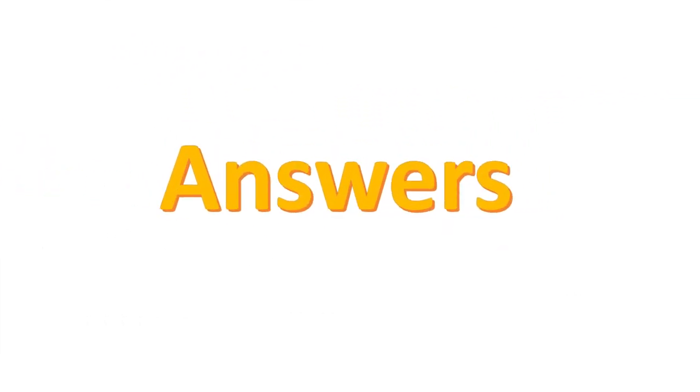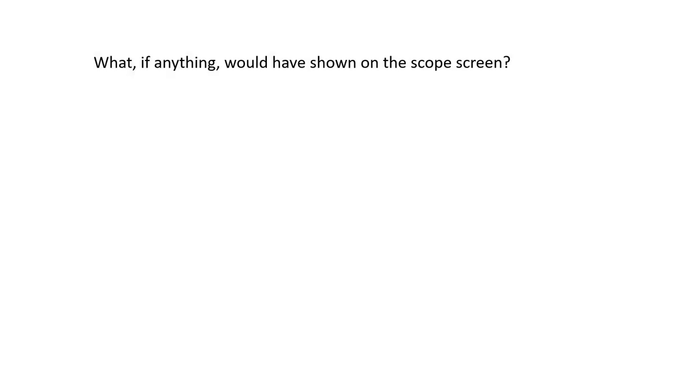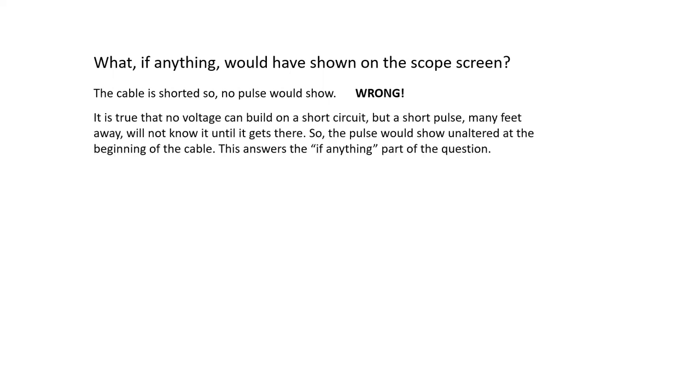Here are the answers you may already have figured out. What, if anything, would have shown on the scope screen? If your answer to this question is that the cable is shorted so no pulse will show, wrong. It is true that no voltage can build on a short circuit, but a short pulse many feet away will not know it until it gets there. So the pulse will show unaltered at the beginning of the cable. This answers the, if anything, part of the question.